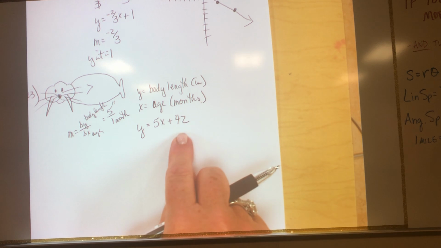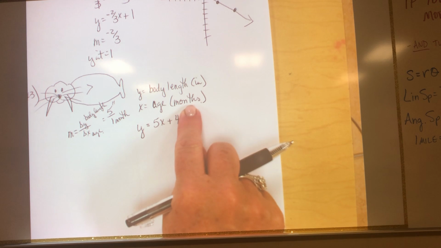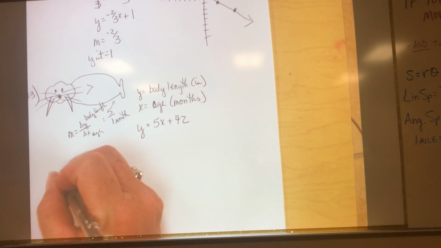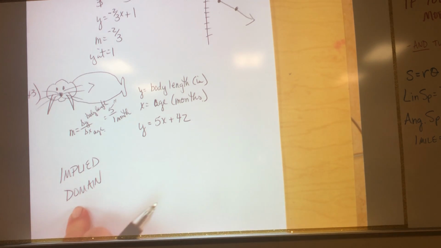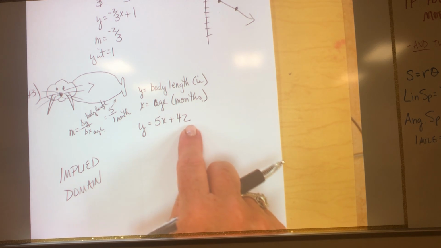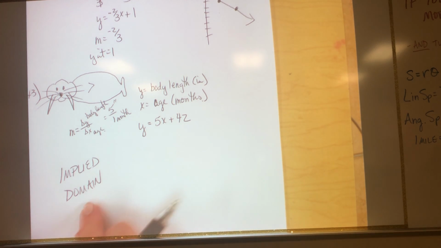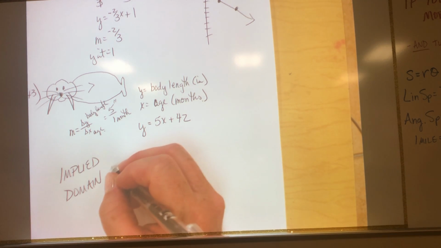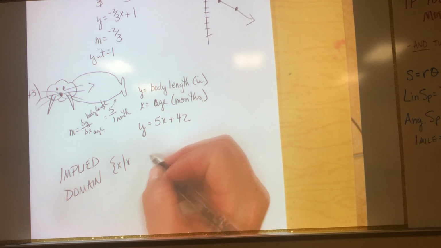Now this is just a line, do you agree? What's the domain of a line? All real numbers. So this domain is x. It's his age. Can it only be positive? Oh! Okay, so this has what is called an implied domain. I might write something as a linear equation, but it might have an implied domain if it's talking about a real life situation. So age can't be negative, can it? So his implied domain starts where? He starts at any x such that x starts at 0 and then what?